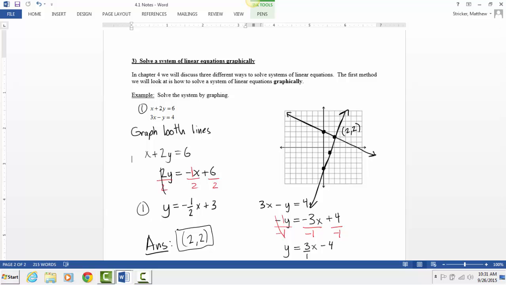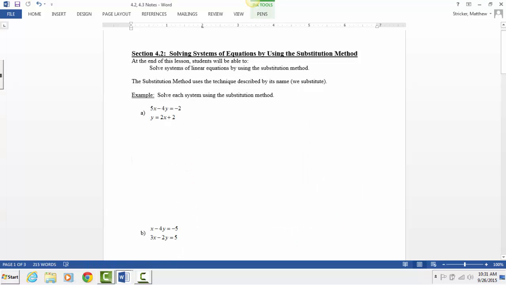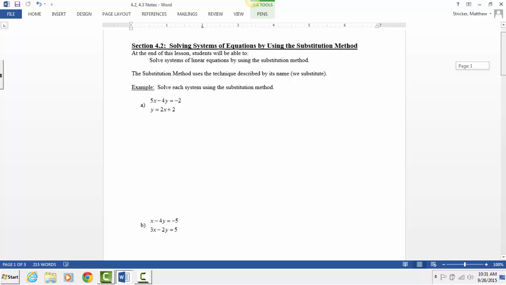Now, we know graphing can be a little bit tedious. So there's got to be some other ways to solve these systems, and that's what the next two sections are about. Section 4.2 is one way. It's called the substitution method. And then section 4.3 is a second method called the addition or elimination method. So let's take a look at section 4.2.